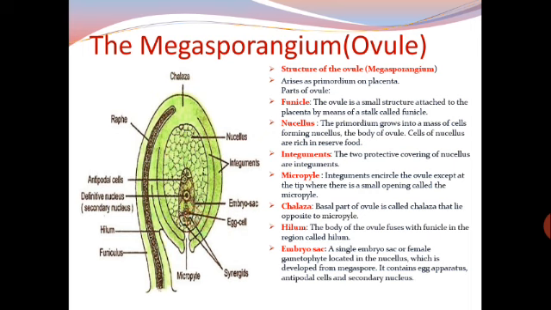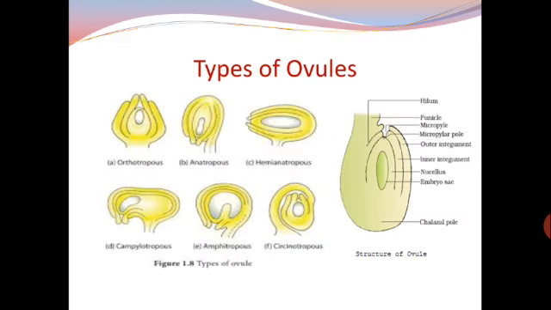You have to sketch and label this diagram if they ask you to sketch and describe the anatropous ovule, or they may ask for the diagram of an orthotropous ovule. This also may be asked, so you have to practice both diagrams. Keep in mind that opposite to the micropyle, the chalaza is there. This is an orthotropous ovule, and the earlier one is an anatropous ovule. Either one may be asked, so be prepared with both diagrams.